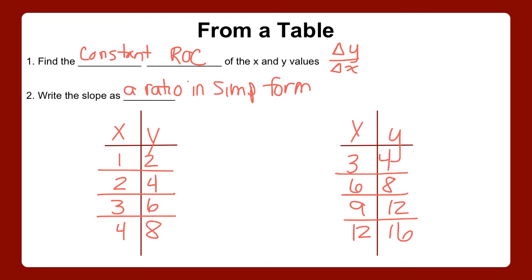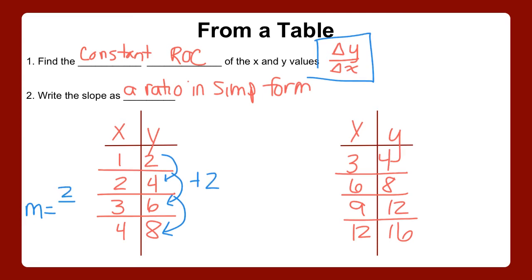Okay, so to find my slope, which we're going to call m, I'm going to use change in y over change in x. So it looks like I'm skip counting by what every time? Okay, good. I'm adding 2 every time. That's my numerator. On the x side, it looks like I'm adding 1 every time. That's your denominator. And voila, you have just found the slope from a table. I want you to do the second table without me. So pause me now, find the slope from this table, and then come back for checking.